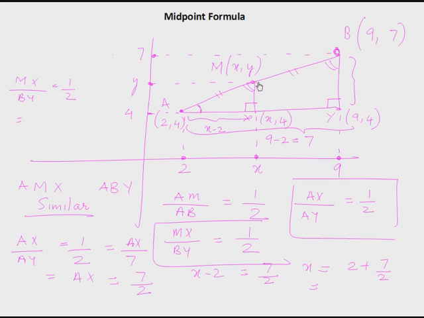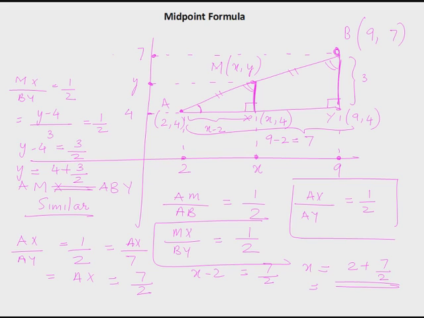And MX is the difference in the Y coordinates. So that's Y minus 4. And BY is the difference of these Y coordinates. That's 7 minus 4, 3. So Y minus 4 over 3 is half. So Y minus 4 is 3 by 2. And Y is 4 plus 3 by 2.